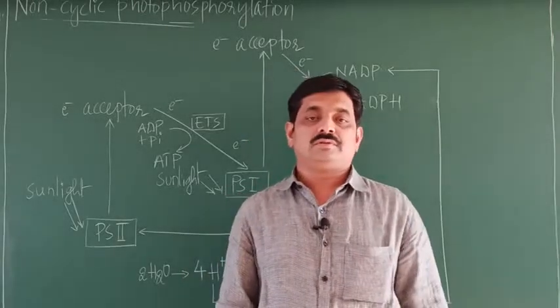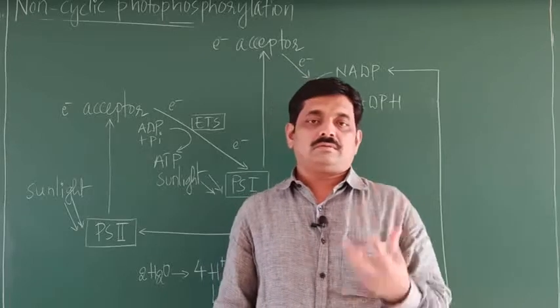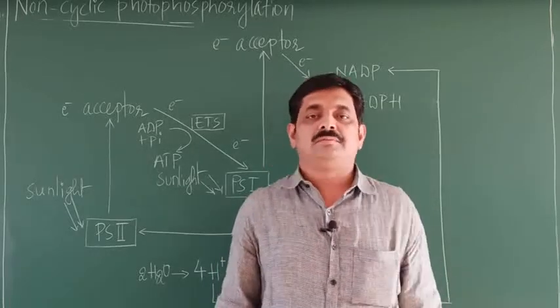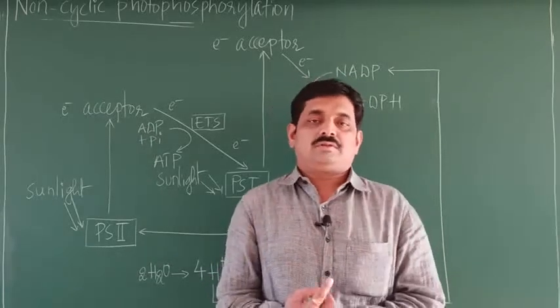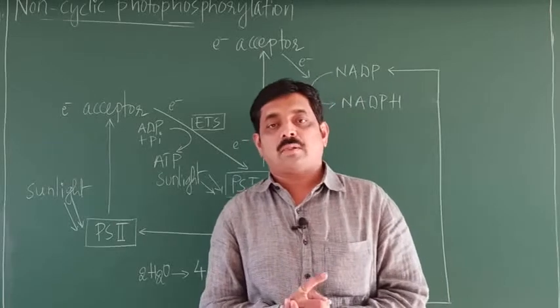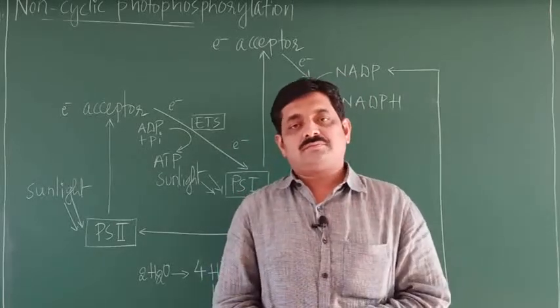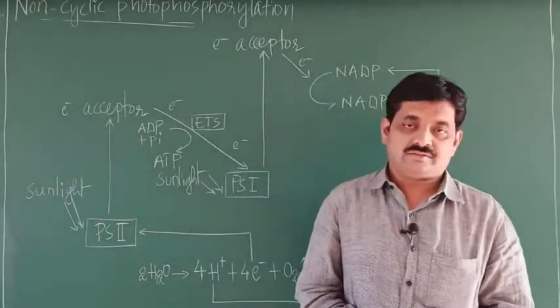Hello students. So next we shall consider the photosynthesis mechanism. Photosynthesis is divided into two main steps, the light reaction and the dark reaction. Light reaction is the reaction that depends on sunlight.